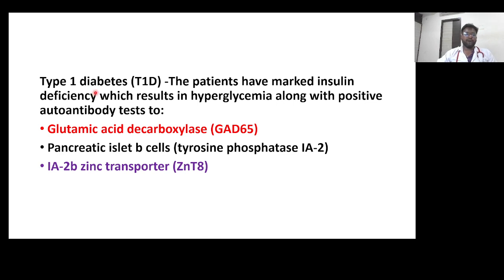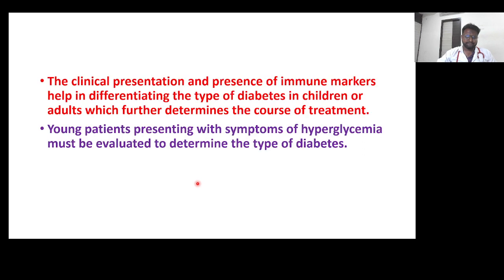Then we talk about type 1 diabetes. The patients have marked insulin deficiency, which results in hyperglycemia along with positive autoantibody tests to glutamic acid decarboxylase, GAD65, and pancreatic islet beta cells, tyrosine phosphatase IA2 and IA2B, zinc transporter, that is ZnT8.